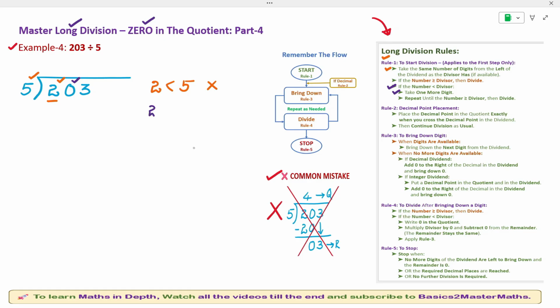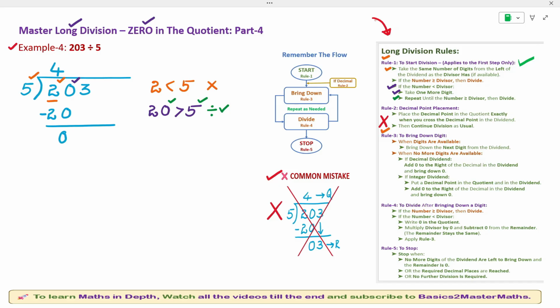Now, the number becomes 20, which is greater than the divisor 5. So, as per the rule, if the number is greater than or equal to the divisor, then divide. 5 fours are 20. So you will get 0 as the remainder. Now rule 1 is complete. In this case, rule 2 is not applicable because 203 is not a decimal.